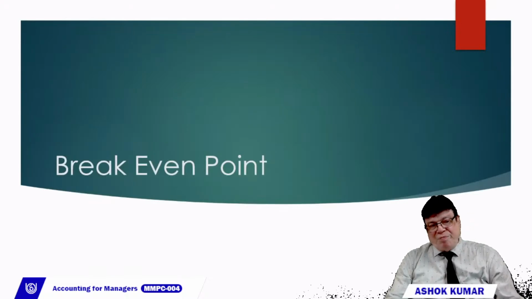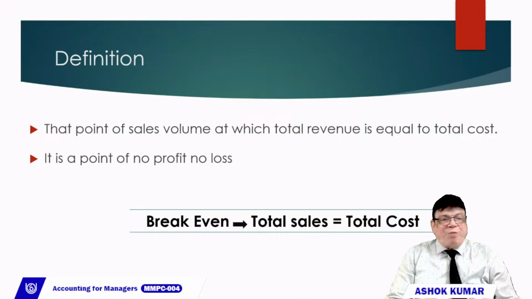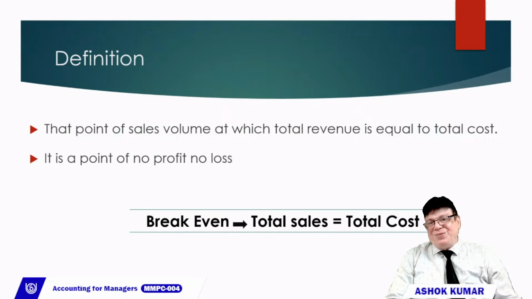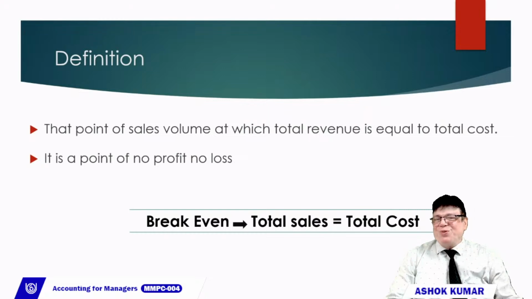Now next is break-even point. What do we mean by break-even point? That point of sales volume at which total revenue is equal to total cost. It is a point of no profit, no loss. In any industry, a point of sale will come when revenue is equal to total cost.